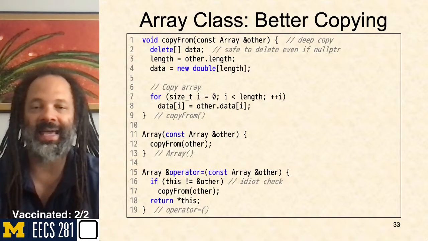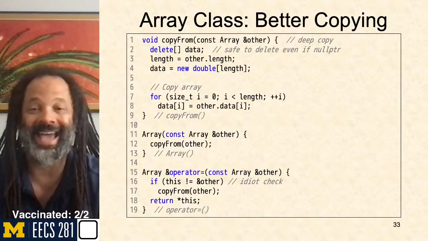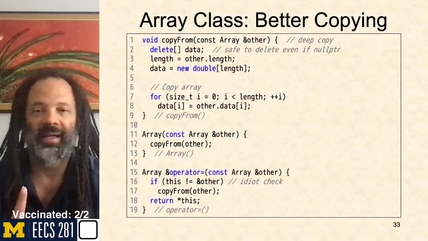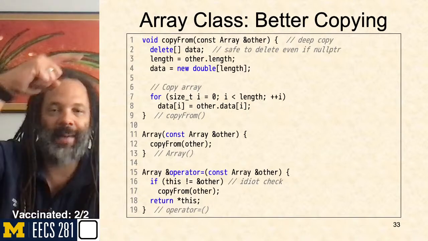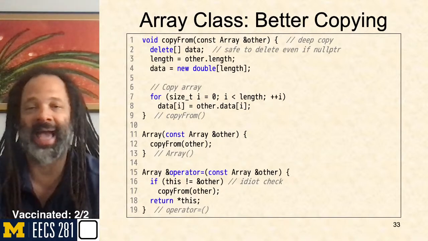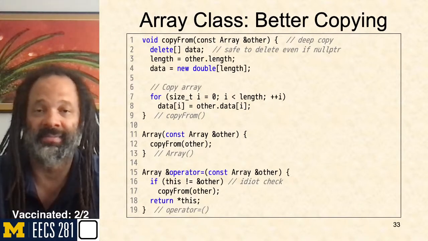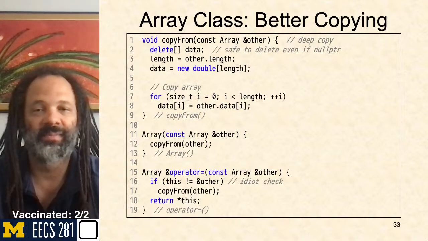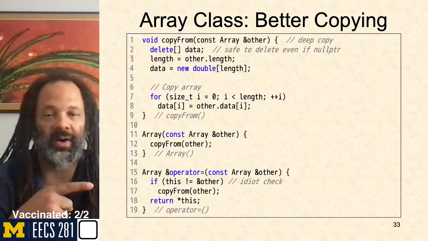However, if I set A equal to A, I would hope that A has A in it. If the first step of copying is deleting all my data, if I set A equal to A, the first thing I do is delete all my data. So setting A equal to A now sets A equal to nothing. Not a good look. So that's what this idiot check here is in line 16.